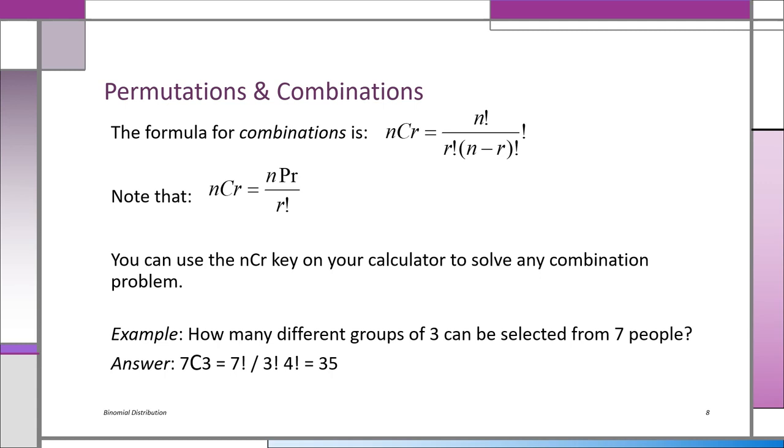So for example, how many different groups of 3 can be selected from 7 people? Sampling in general is a combination problem. So if you want to get groups of 3 from 7, again, you don't care how they're ordered. Once you get to 3, that's it. So it's 7 combination 3, which is 7 factorial divided by 3 factorial times 4 factorial. And if you put this into your calculator, you should get 35.